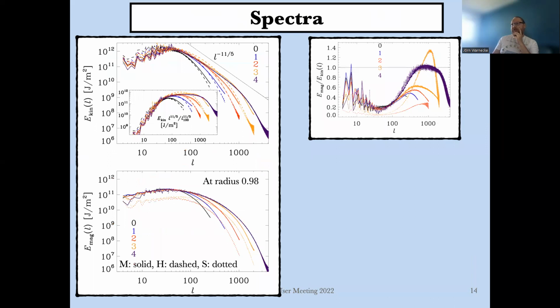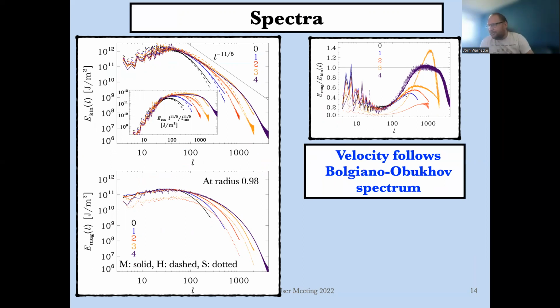So when you now look at the spectra, here is the kinetic spectrum, and you get a very nice inertial range following this 11/5 law, the Bolgiano-Obukhov spectrum, I hope I pronounce this correctly. But for the magnetic field, what you see at the bottom, you don't really see any inertial range. There's not much that can fit any power law. If you take the ratio of both, you see again that you only get very weak super-equipartition fields.